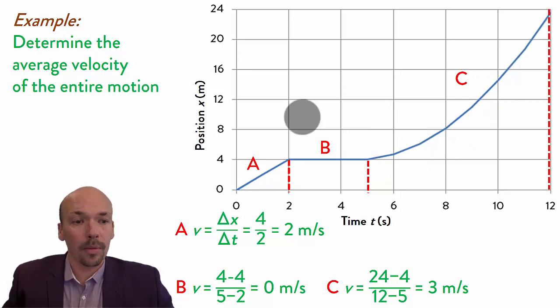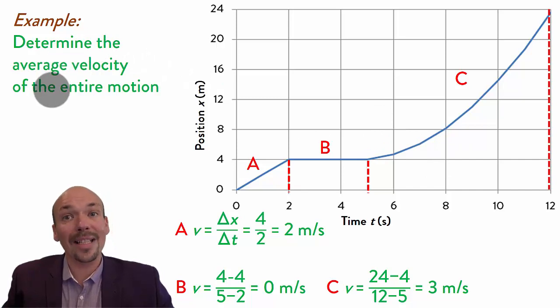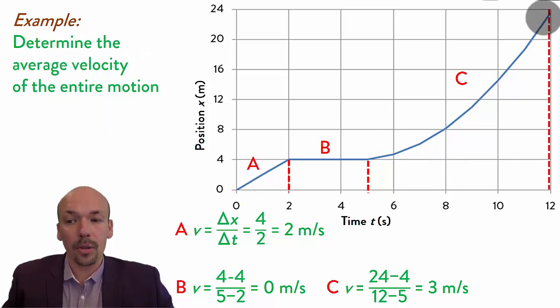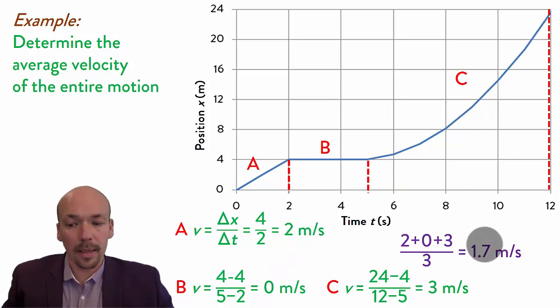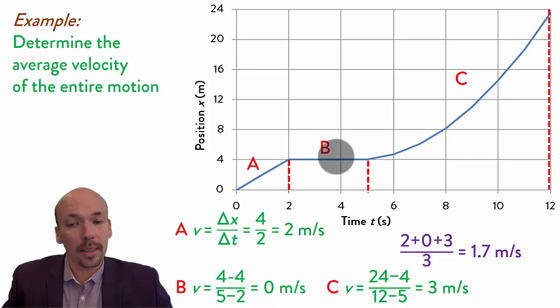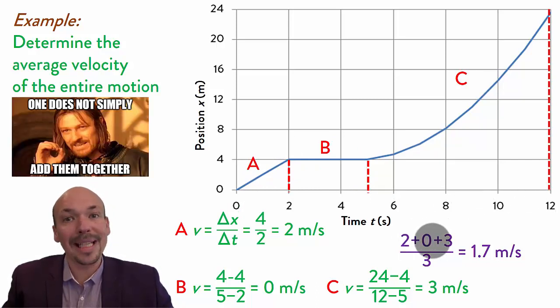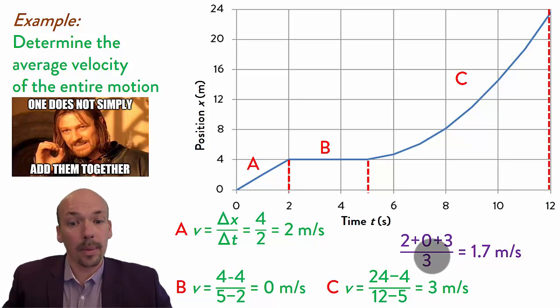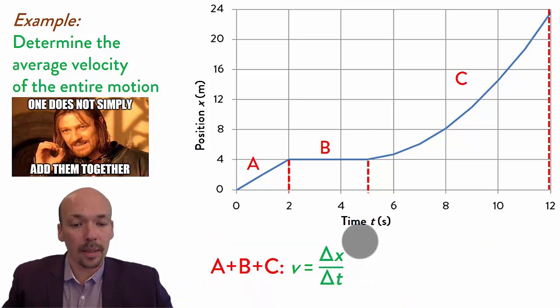Another thing you can do from this graph is you can determine the average velocity of the entire motion, so from beginning to end. Some students want to do this by adding these three together and dividing it by 3, thinking that they have the average velocity then from this entire motion. And that's incorrect, because as you can see, motion A was only 2 seconds and motion C was a lot more, like 7 seconds. So you cannot simply add them together and then divide by 3. You have to calculate it again from the beginning. Just like we did motion A, B, and C, you now have to do the entire motion.